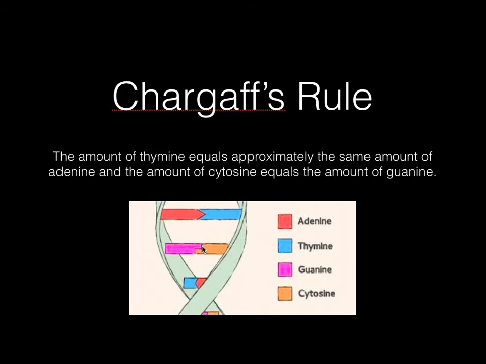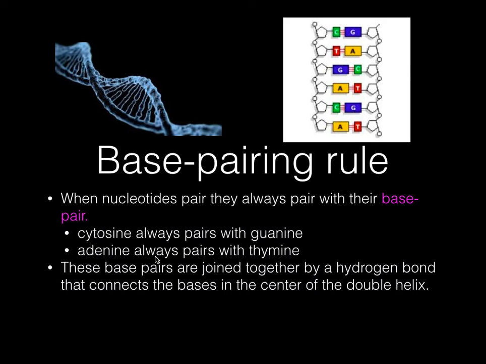You can see that they kind of fit together like these puzzle pieces, and we'll talk about how their bonds form, how they bond together as well. But just think about these rungs as only the guanine going with the cytosine, and only the adenine going with the thymine, and vice versa. Thymine is going to go with adenine, cytosine will go with guanine. You'll never see cytosine with adenine or guanine with thymine. So this is called the base pairing rule. When nucleotides pair, they always pair with their base pairs.